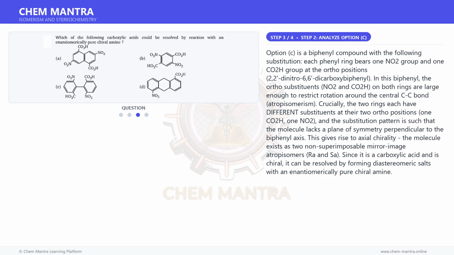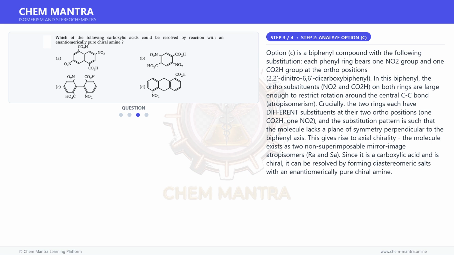In this biphenyl, the ortho substituents, NO2 and CO2H, on both rings are large enough to restrict rotation around the central C-C bond, atropisomerism. Crucially, the two rings each have different substituents at their two ortho positions, one CO2H, one NO2, and the substitution pattern is such that the molecule lacks a plane of symmetry perpendicular to the biphenyl axis. This gives rise to axial chirality.